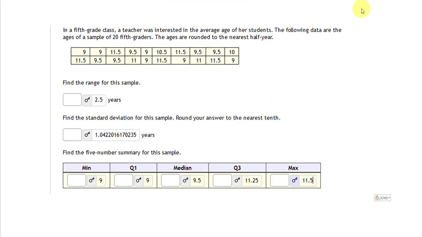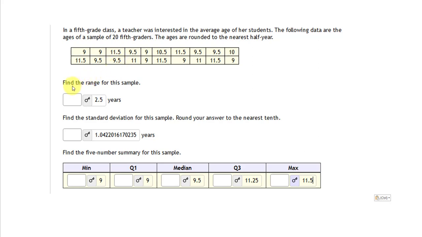We have another question about the 5 number summary again. In a 5th grade class, a teacher was interested in the average age of her students. The following data are the ages of a sample of 20 5th graders. So we have 20 students that are in the 5th grade. The ages are rounded to the nearest half year. So a child who is 11 years old and then 6 months after 11 is 11.5.